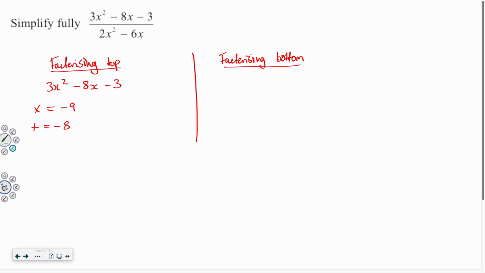If you're stuck on having a go at factorising expressions when we've got the coefficient of x squared greater than 1, then I have done a video on those. I will link it in the description, so you can go and check that out and come back here and have a go at the question.